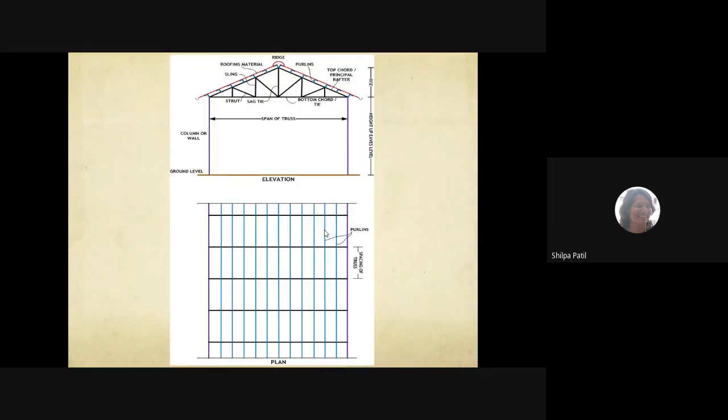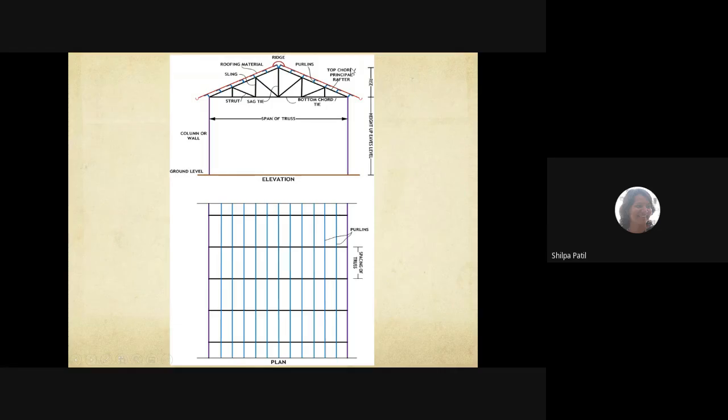You have to decide the purlin spacing, the spacing between the trusses, and the rise, that is, the height of the truss, based on the pitch value. What is the span of the truss? The span will be given to you. You have to decide the pitch then.